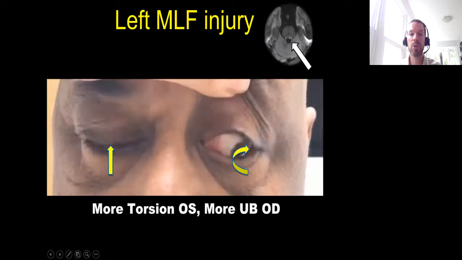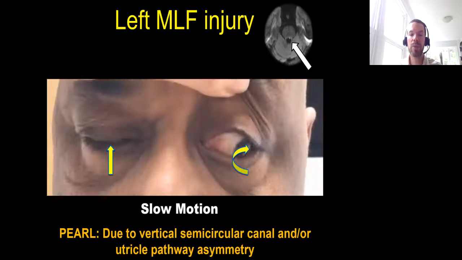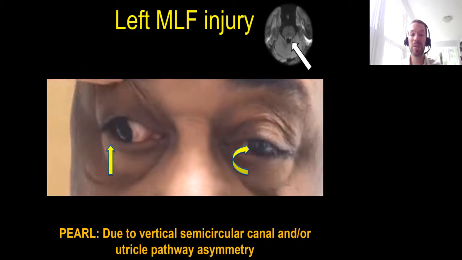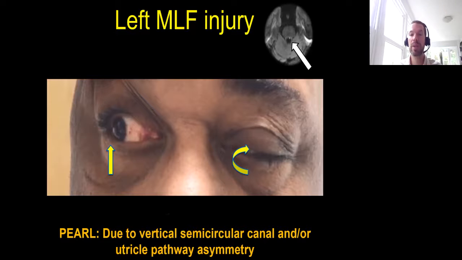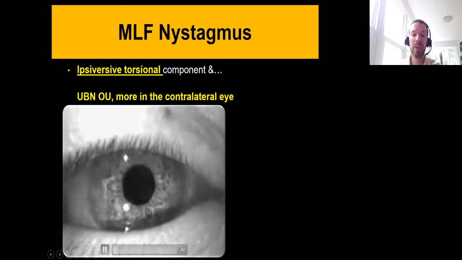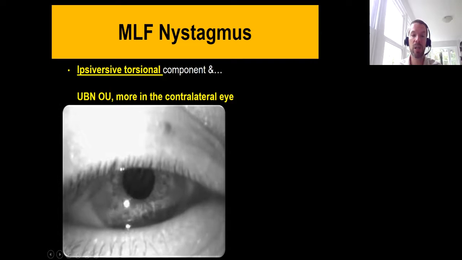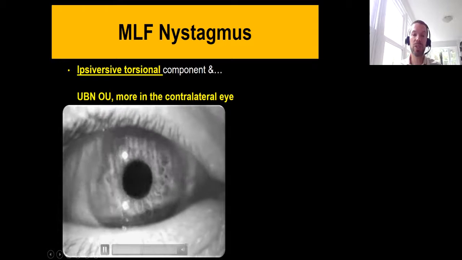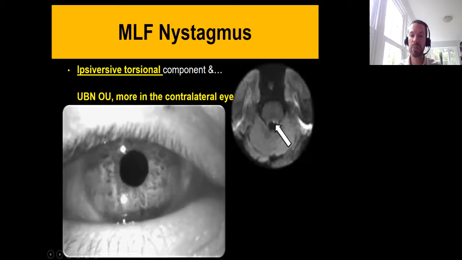Unfortunately, the camera used wasn't that great. But we think that this is probably another manifestation of vertical semicircular canal asymmetry and/or utricle pathway asymmetry. So this is that same patient. This is the video oculography. This is just the right eye, but clearly you can see upbeating and torsional components. And the torsion here is ipsiversive. The torsion is toward the side of the lesion. His lesion's on the left side.